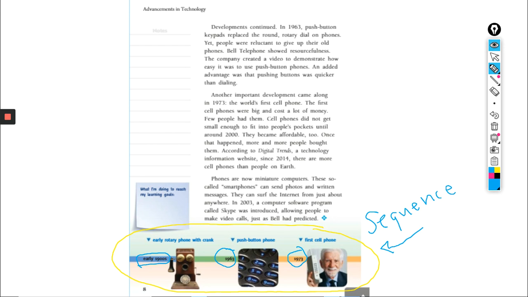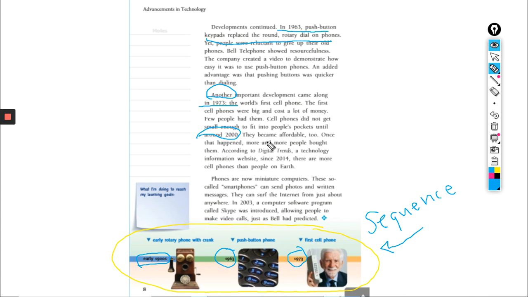Now, in our writing itself, we also have a couple key things that help us know that. I'm just going to scan through pretty quick. We see in 1963, push button keypads replaced the round rotary dial phones. So we're getting a date. That was first. Another development came along in 1973. So another, right? That was a sequence word, another. The first cell phones were big and cost a lot of money. Cell phones didn't get small enough till around 2000, using those dates.